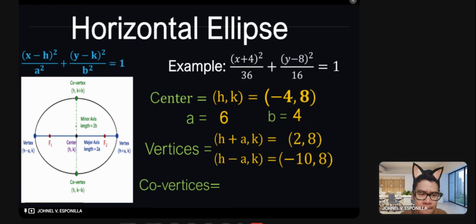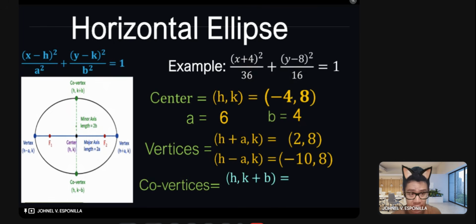So ibig sabihin, yung right vertex ng ating ellipse ay nasa 2, 8. So nasa first quadrant, while the second vertex naman ay nasa negative 10, 8 na nasa left naman. Okay? Na makikita po sa second quadrant. So ibig sabihin nasa taas siya ng ating x-axis, yung ellipse na to.